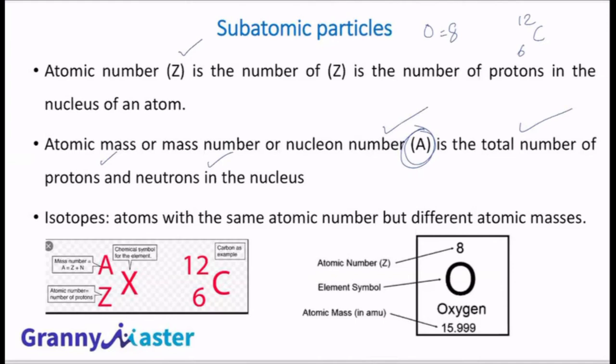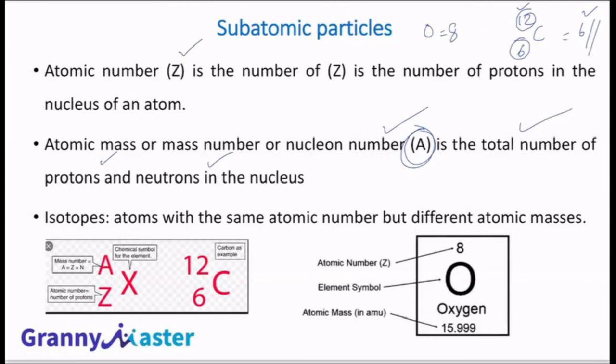If you subtract the atomic number from the mass number, you will get the number of neutrons in the atom. So 12 is the mass number; subtract the atomic number 6, and you get 6. So 6 is the number of neutrons in the atom. If you know the mass number and the atomic number, it is easy to count how many neutrons are there in the atom.